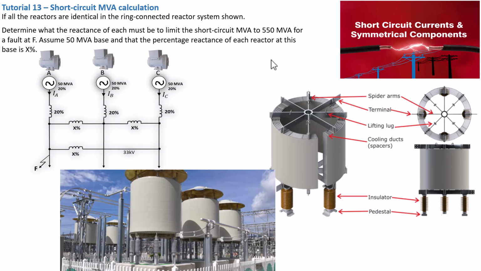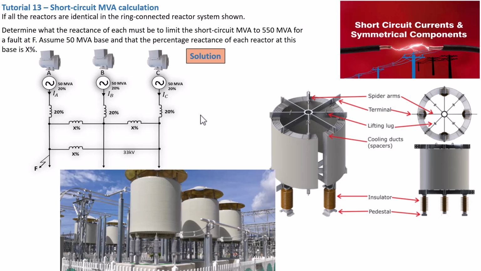In this tutorial, we're diving into a classic power system problem involving per unit system and short circuit calculation. We are basically tasked to calculate the required reactor reactance to limit the short circuit MVA to 550 megavolt ampere for a fault at F in a ring connected system, as you can see here. This is tutorial 13 on our series of short circuit MVA calculation. So without any further ado, let's get right into it.